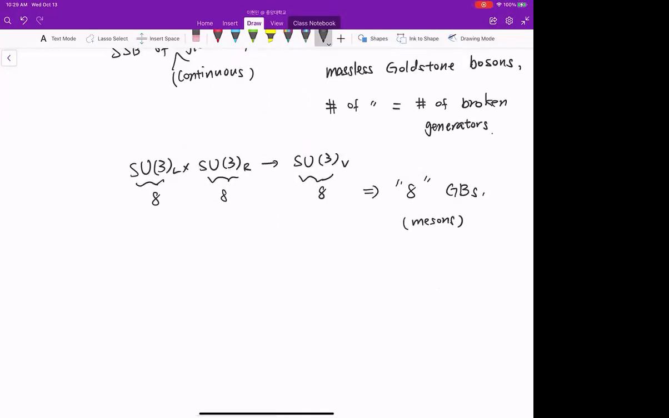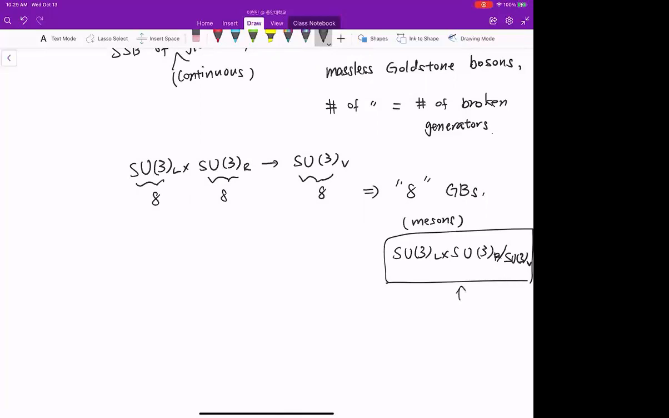So normally the mesons live on this space. You can think about the field space of the Goldstone bosons. So Goldstone bosons live on this space.